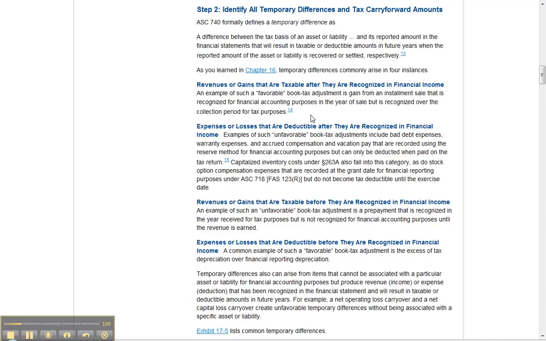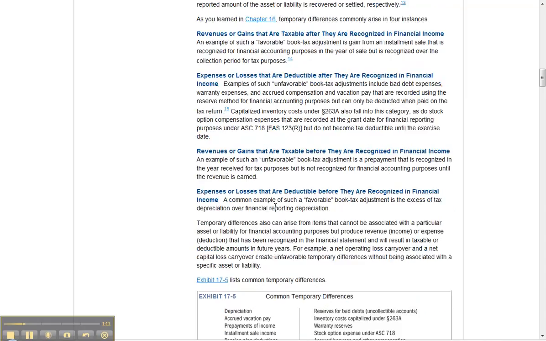The third thing is revenues or gains that are taxable before they're recognized in the books, and the fourth is expenses or losses that are deducted before they're recognized in the books.